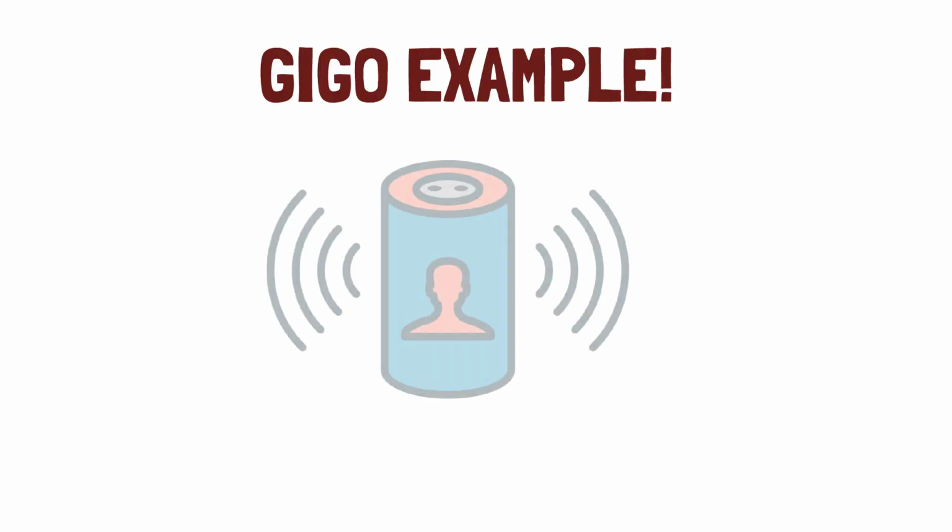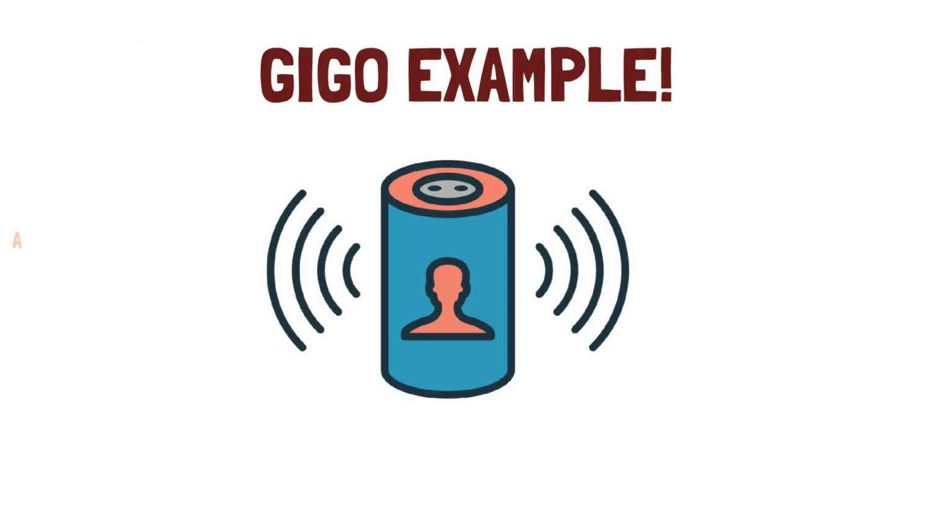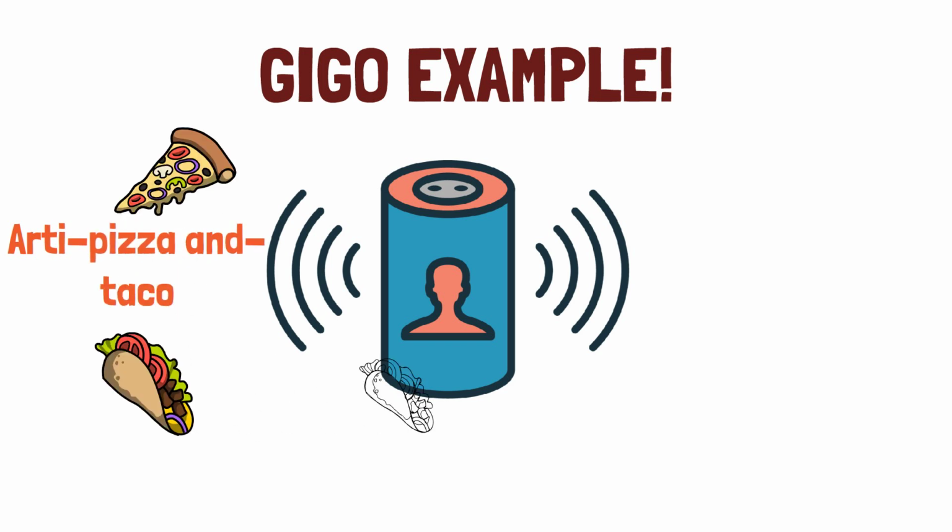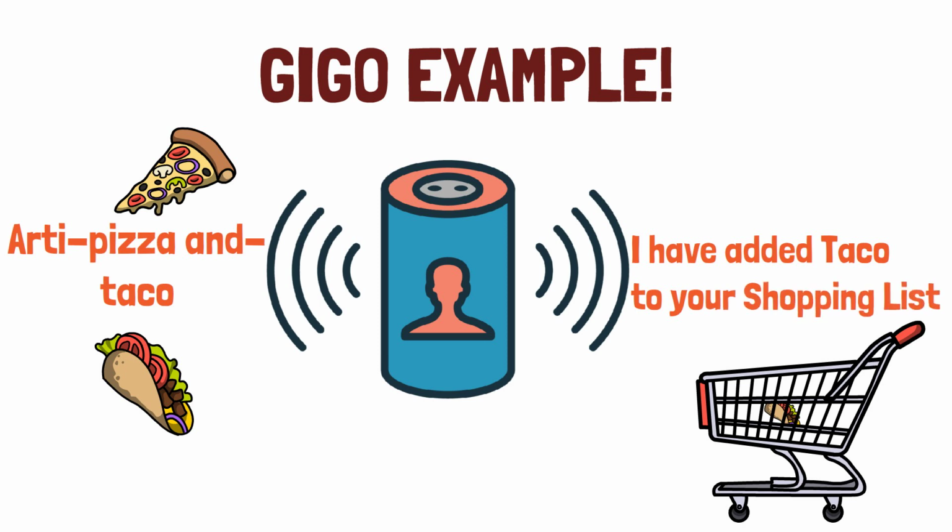Just like when my 4-year-old daughter says something random to Alexa. Ati pizza and taco. I've added taco to your shopping list.